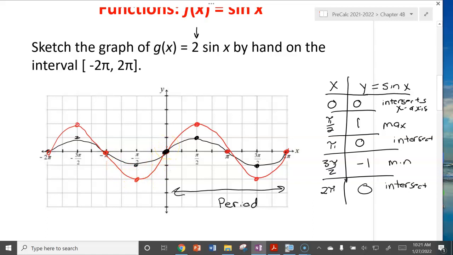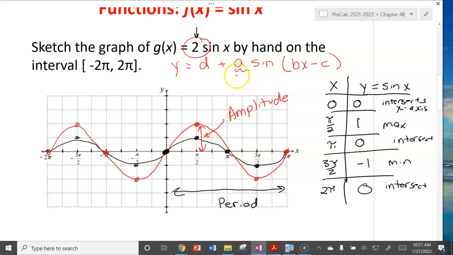The other thing I want to point out is from here to here, that distance is called the amplitude. And that is governed by this coefficient right here. So in our parent function, y equals d plus a sine of bx minus c, that's our parent function, a right here governs the amplitude. All I did is I changed the amplitude.